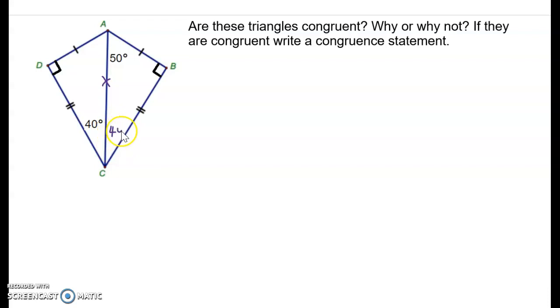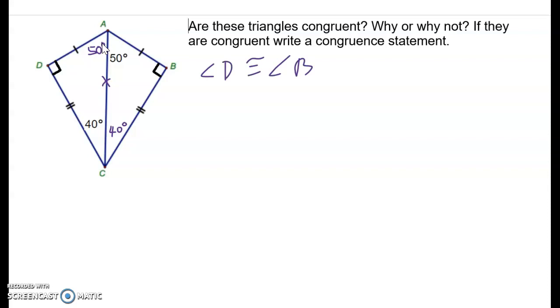Okay? Because 90 plus 50 plus 40 equals 180. Well, if this is 40 and this is 90, that makes this 150. So we had to figure it out. But once we did figure it out, lo and behold, we've got all of the things that we need. So let's think about what we do know. We know that angle D is congruent to angle B.